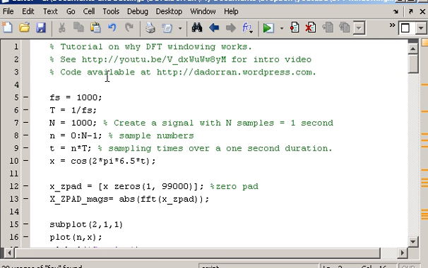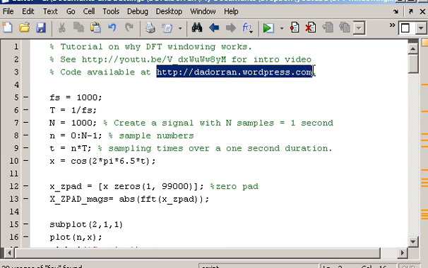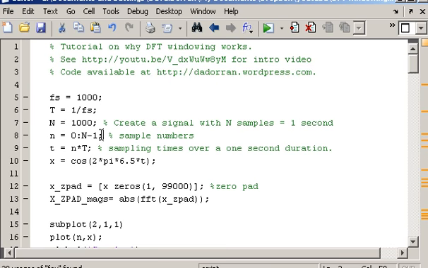Now the code that I'm using I'm going to make available up at this blog, and some of the code is tricky enough, so you're as well off to download it and go through it at your own pace. But to start off, I'm just going to create a signal X, which is a sinusoid with a frequency of 6.5 Hertz. The length of the signal is 1000 samples with a sampling frequency of 1000, so that signal has a 1 second duration.